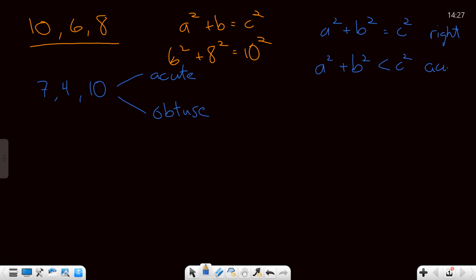It's acute? You think? I wrote it down, but I don't remember. But then if it's the other way, if A squared plus B squared is greater. Okay, hold on.